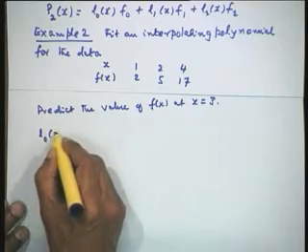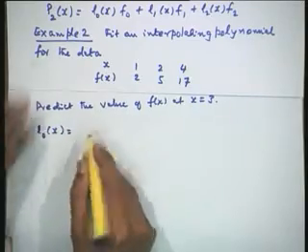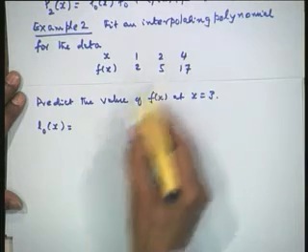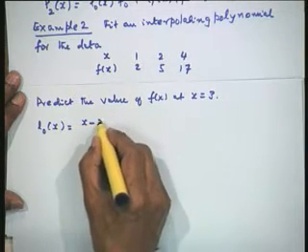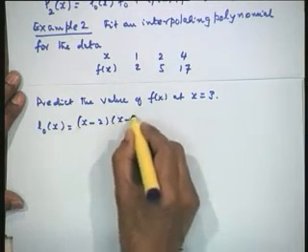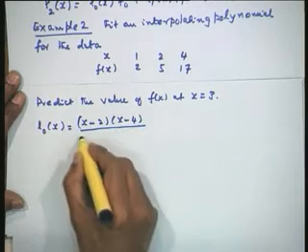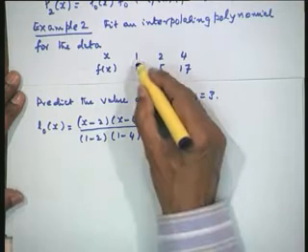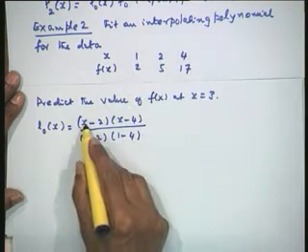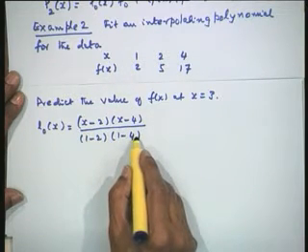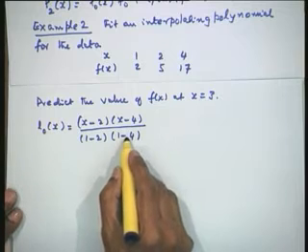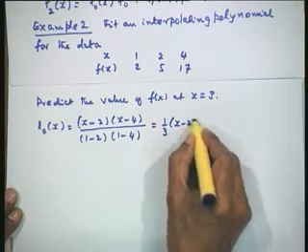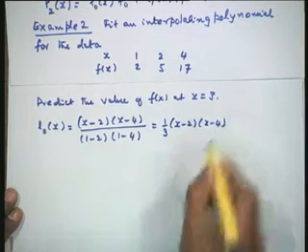So, L0 x is equal to, our x0 is 1, x1 is 2, x2 is 4. So, I will have here x minus 2 into x minus 4 divided by 1 minus 2, 1 minus 4. x0 is 1. So, I am substituting x0 is 1, 1 minus 2, 1 minus 4. So, this gives minus 1 into minus 3. So, this is plus 1 upon 3 x minus 2, x minus 4.